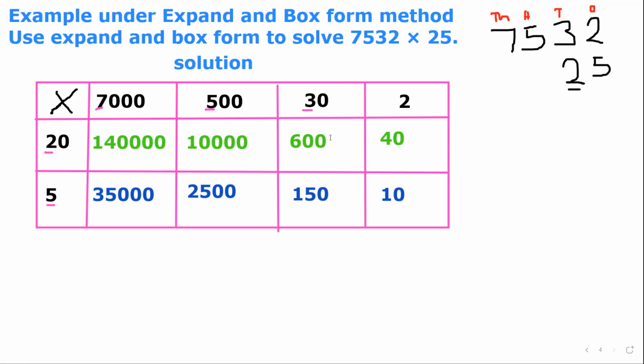So you are going to add all these numbers: 140,000, 10,000, 640, 35,000, 2,500, 150, and 10. You're going to add all these products. So you start in this form.